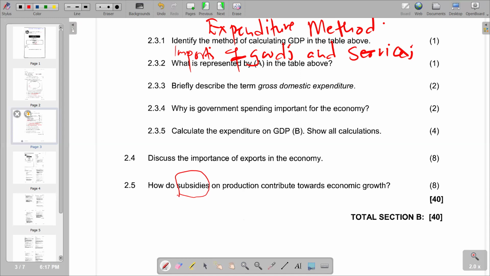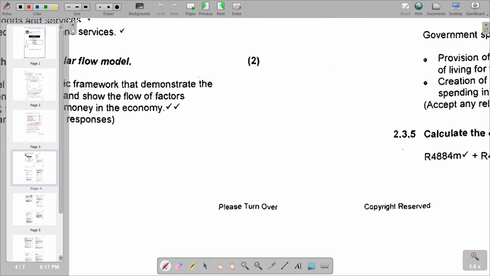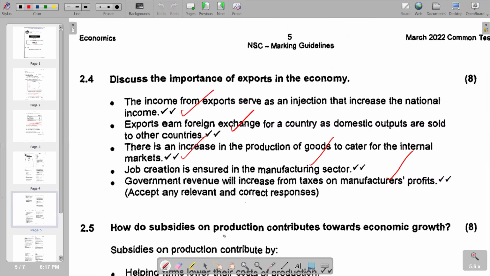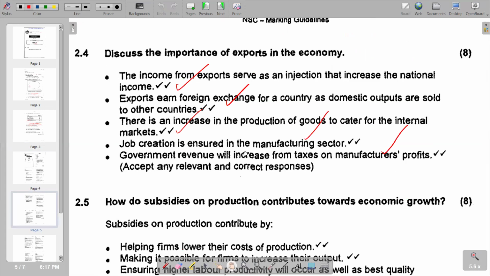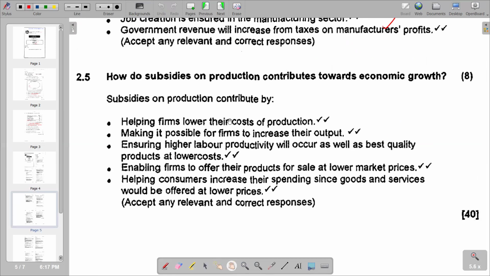So basically, we go to our other session trying to see the descriptions that we have, which is now our 2.5. So these are the responses that we have. Subsidies on production contribute by helping firms lower their cost of production. This is the first point that we have. And then next is making it possible for firms to increase their output and ensuring higher labor productivity, as well as best quality products at lower cost.